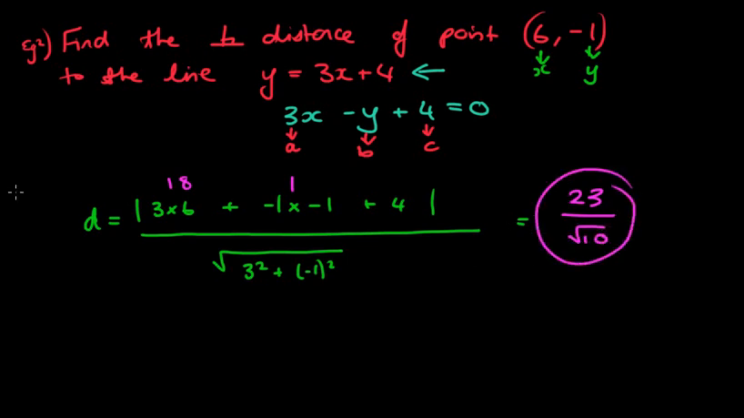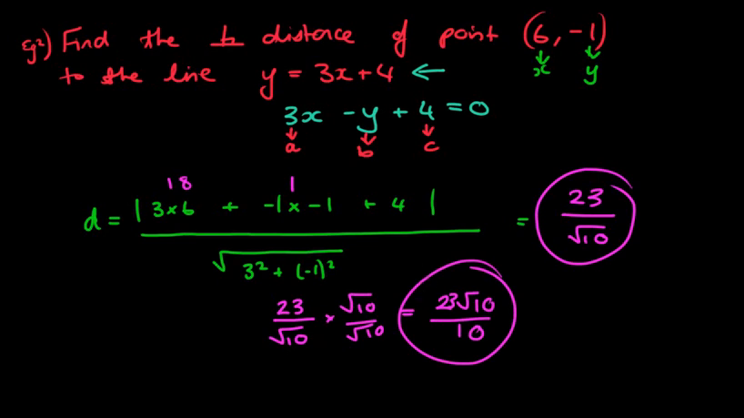Now, obviously I can't leave it that way. I need to make sure that if I need to simplify it, I mean, they might say 1 decimal place, 2 decimal places, but if not, we want to rationalize that number. Okay, so hopefully you remember to rationalize. We need to times the top and bottom by root 10, which gives me 23 root 10 over 10.